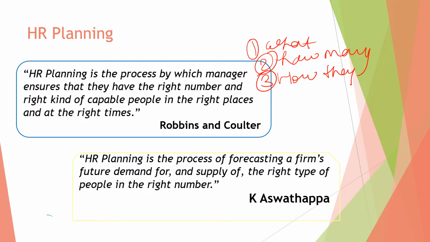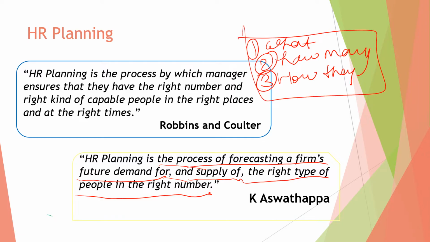So in simple words, let's talk about the definition of Ashwathappa. HR planning is the process of forecasting a firm's future demand for and supply of the right type of people in the right number. So this was the definition of HR planning, and ultimately it answers your three questions. Number one, what; number two, how many; and number three, how they will be filled. So let's move to the next slide.